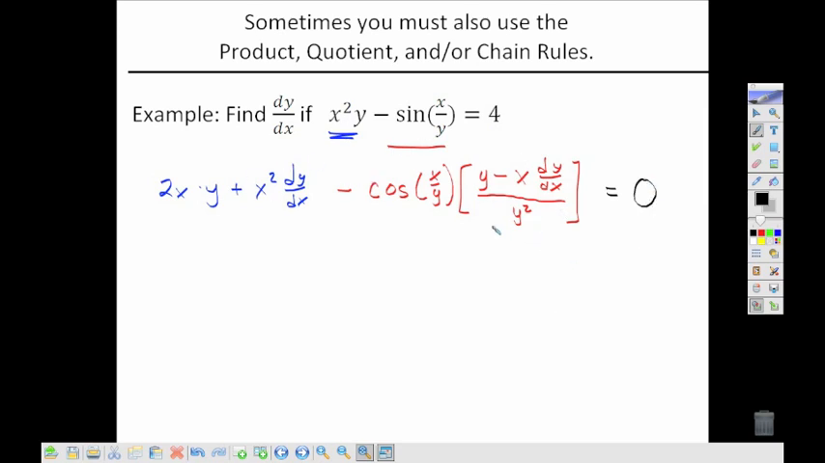And this might be quite a bit of work to simplify, but mostly what I wanted to show there was how we use the product and quotient rule, and chain rule sometimes.